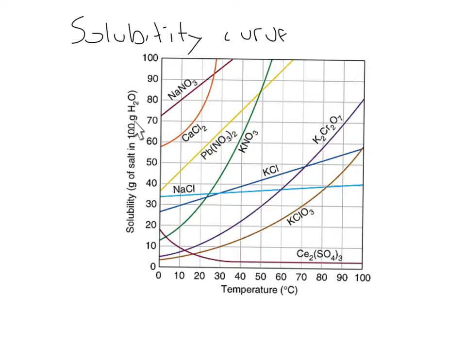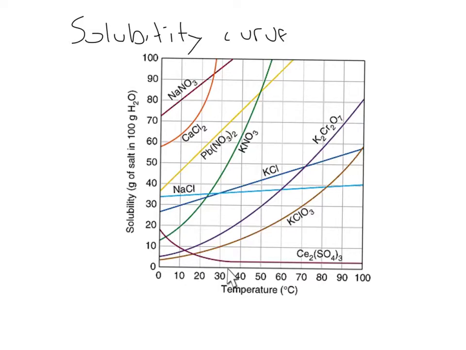So, for example, let's look at NaCl here, this blue one. We see that at 30 degrees Celsius, about 35 grams of NaCl can dissolve in 100 grams of water. Or let's look at lead 2 nitrate. We see that 70 grams of lead 2 nitrate will dissolve in water at about 34 degrees Celsius. So that's two different ways you could read this graph.